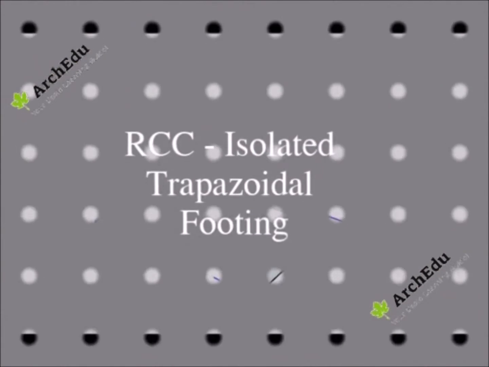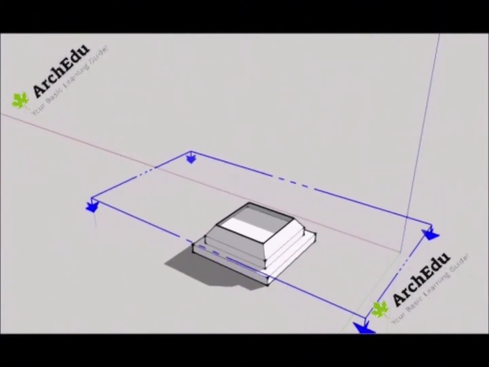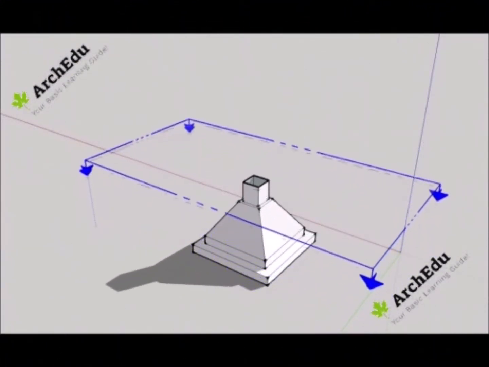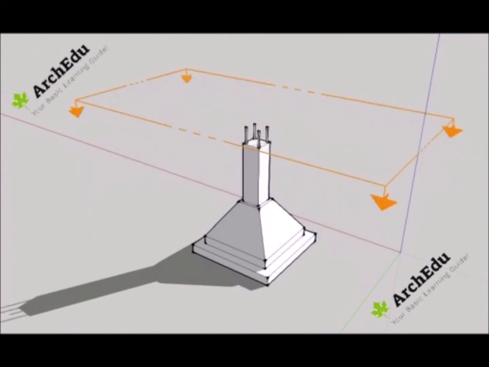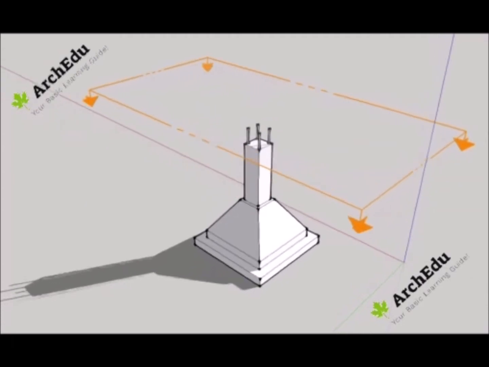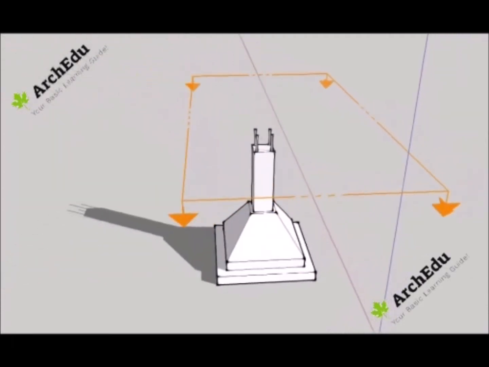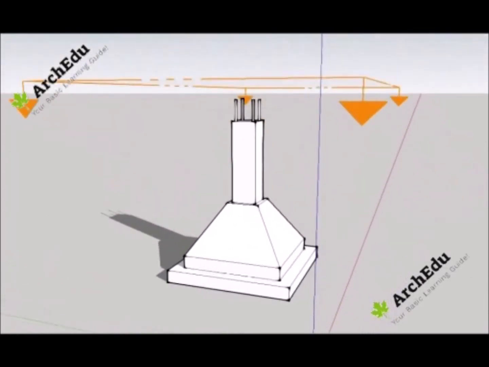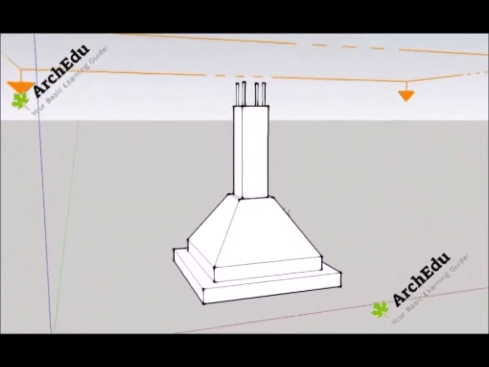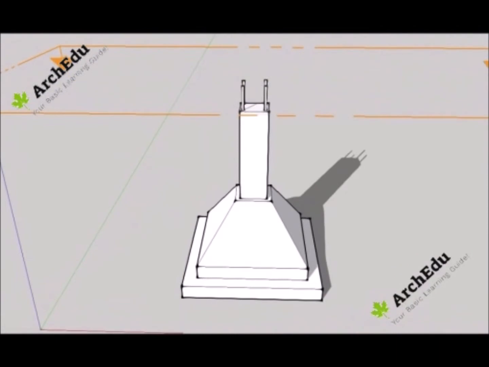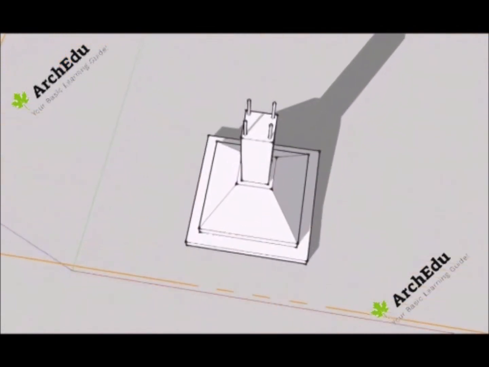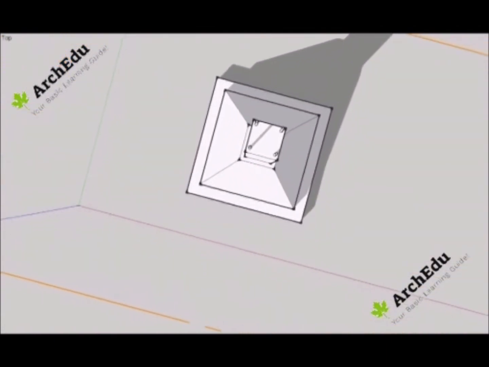Next type is isolated trapezoidal footing. Now here you can see it rises like a pyramid. Generally, it has a slope between 30 to 60 degrees. This is also a common type of footing. This can be used for both square and rectangular columns. Both these types that we studied are categorized as isolated footing, because they are individually constructed for each column.